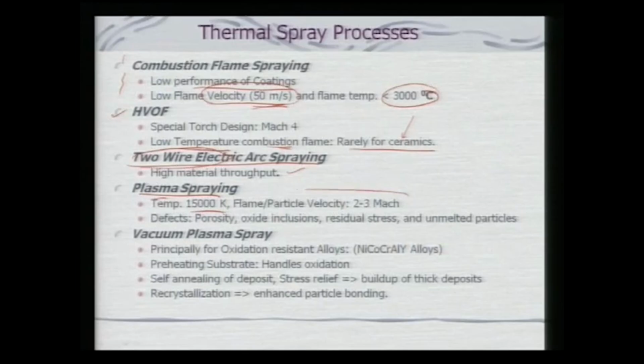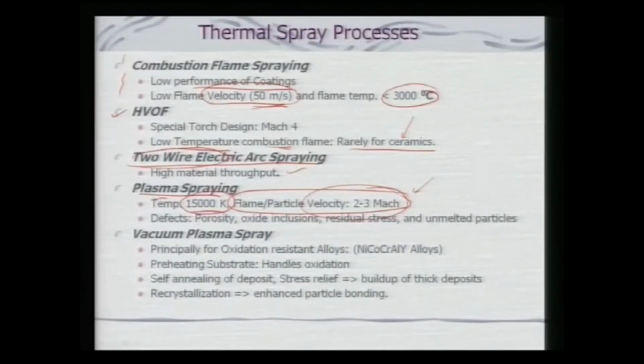In this case, we achieve particle velocity of around 2 to 3 Mach. So, molten metal particles can be accelerated to velocities starting from 200 meters per second to approximately 1000 meters per second. So, they can generate enough velocity, and at the same time they are at very high temperature. So, in this case we can melt ceramics very easily.